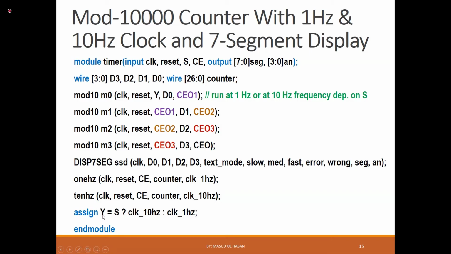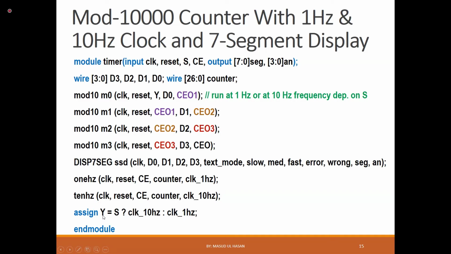Okay, Doctor, yes. Can you speak a little louder? Okay, it's okay now. Yes, good. Here, why do we use a copy M0, M1, M2, M3 for the mod 10, but in 1 hertz and 10 hertz we didn't use a copy? Yes, very good.